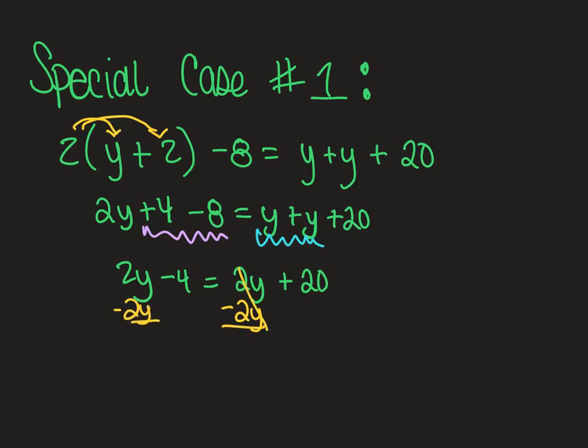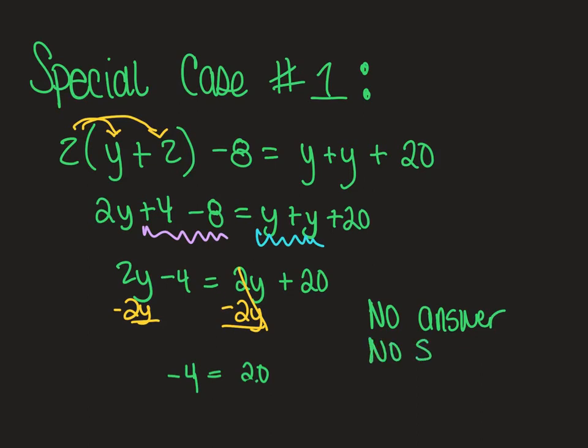Well, here's where it's special. Because look what I got. 2y's minus 2y's. I don't have any y's over here either. All I've got left is a negative 4 on the left side and a positive 20 on the right side. And they're not the same number. These are different numbers. So doesn't this look weird? This looks very weird. This means that there is no answer. There is no number that y can be.